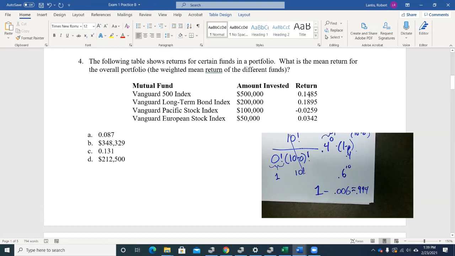Because this negative return down here doesn't have as much of an influence, because I only invested $100,000, whereas these really high returns, I invested a lot more money into them. So if I'm looking at these possible answers, right away, if I'm looking for the mean return, it has to be somewhere in between my lowest and highest values, so somewhere in between 0.19 and negative 0.02. So right away, B and D don't make any sense here. I'm not looking for the mean amount invested.